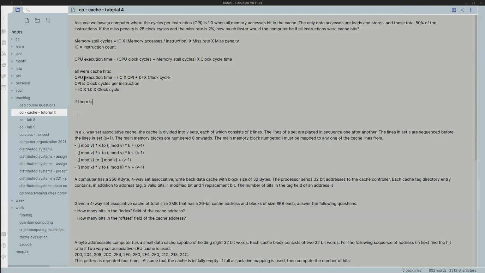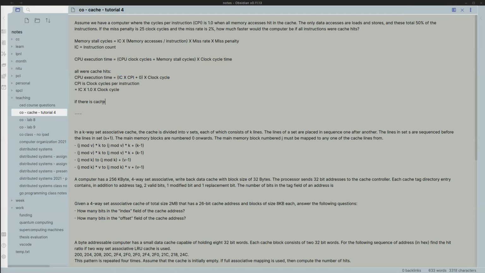So CPU execution time is instruction count times CPI plus 0 times clock cycle. Now I am trying to find out how many CPU clock cycles there are. The number of CPU clock cycles is instruction count times clock cycles per instruction. And the memory stall cycles, if all are cache hits, is nothing but 0, because there are no memory stall cycles. So the CPU execution time is IC times 1.0 times clock cycle. Right. So this I hope is clear to everybody. Is this clear? If this is clear, I'll go forward. Is this clear? Yes, sir.